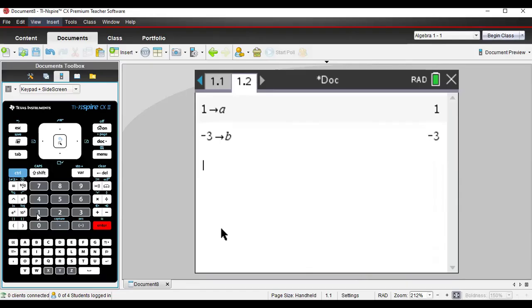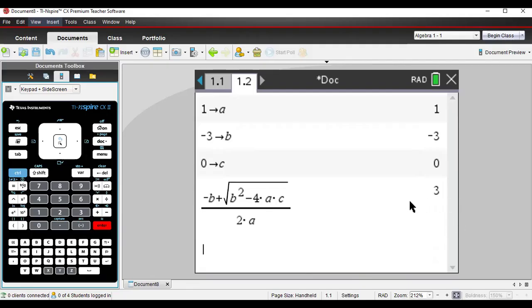So I'm going to store 0 into C, and then I'm just going to type in the quadratic formula. It's going to be control divide. Now I actually type in the letters. So this is going to be -b plus the square root of b squared minus 4a times c, over 2a. All right, and then I press enter and I got 3.